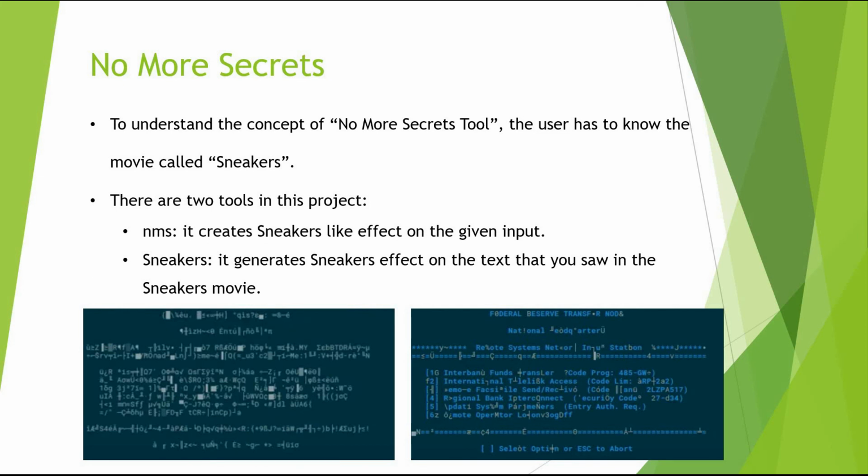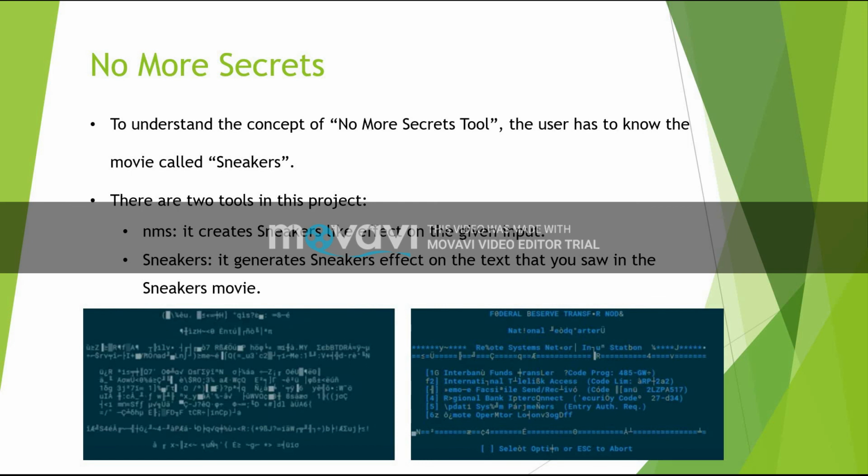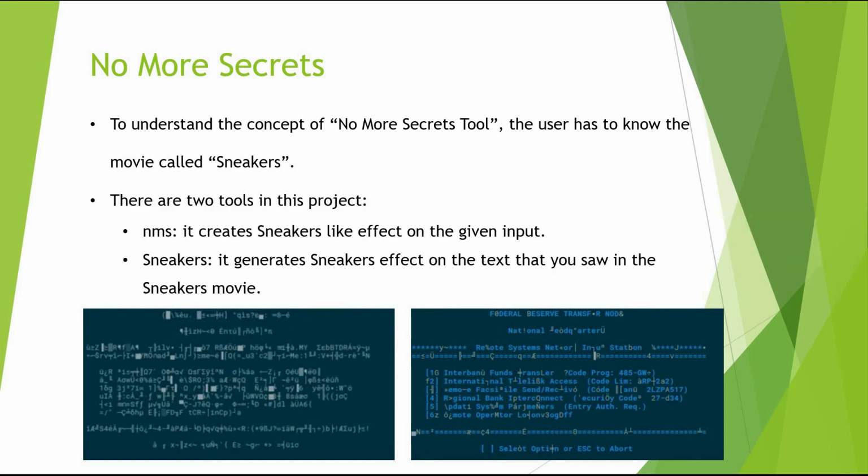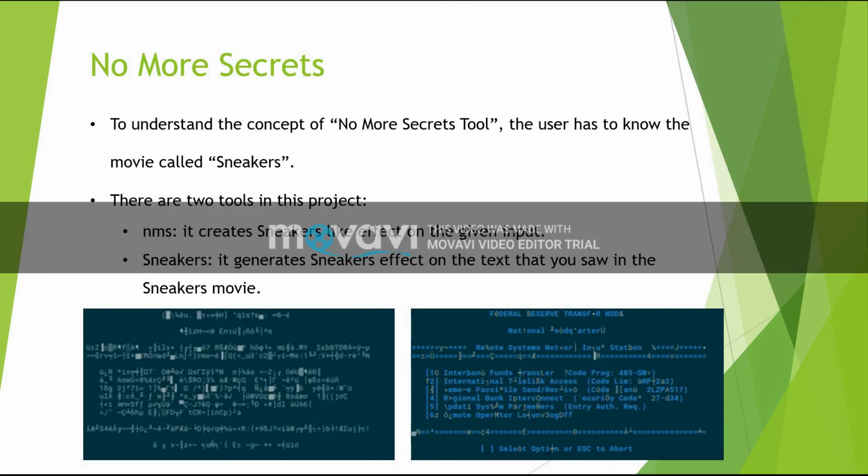No More Secrets is a tool which was used in the popular movie Sneakers in 1991, which shows the effect when certain text is changed with some letter combinations. So in this case, there are two tools in this project. NMS creates a Sneakers-like effect on the given input, and Sneakers generates the effect on the text that you saw in the Sneakers movie.